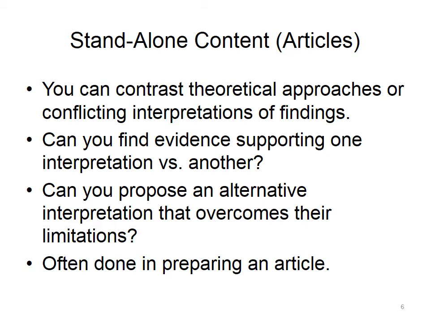One type of literature review is for standalone content. If you are trying to compare theories, you may want to go back to the two people who originated the theories that you're comparing, and then work your way forward on the research that they've worked on since then. And then say which theory you prefer. Can you find evidence supporting the interpretation of one over the other? This is an important element for comparing and contrasting within a literature review. Most well-done literature reviews will try to have some fidelity around comparing different perspectives so that you're not always just promoting your own perspective. This type of review is often done when you're preparing an article for publication on a particular topic.